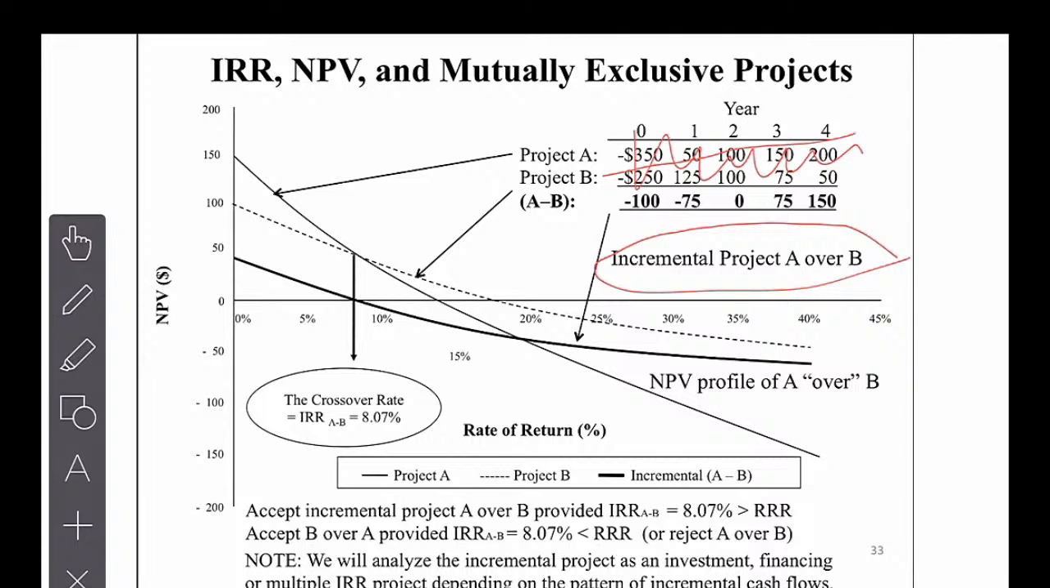So the internal rate of return of this project that I call A better than B, or A instead of B, or A over B, those all mean the same thing. I interpret this as my internal rate of return of the project. The project returns 8%. So as long as that's better than what was required, I should take A instead of B. If not, the only other alternative is I take B instead of A.